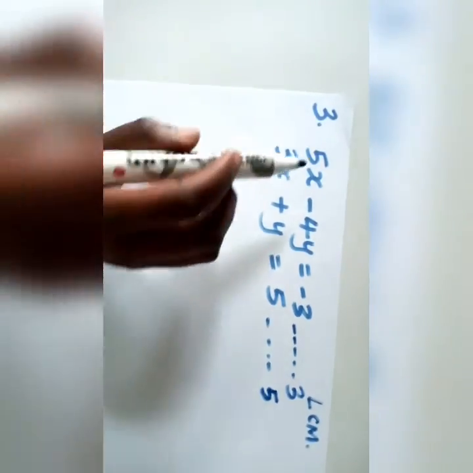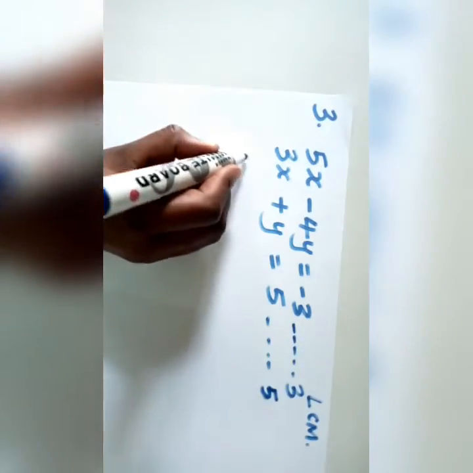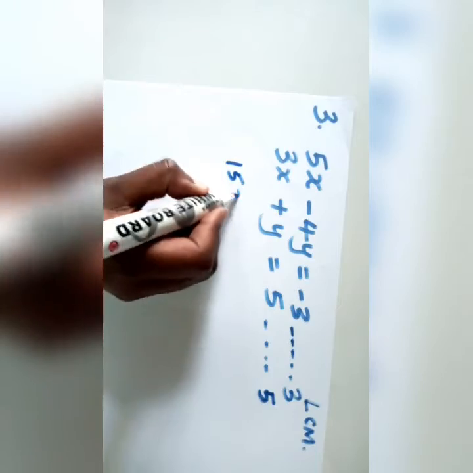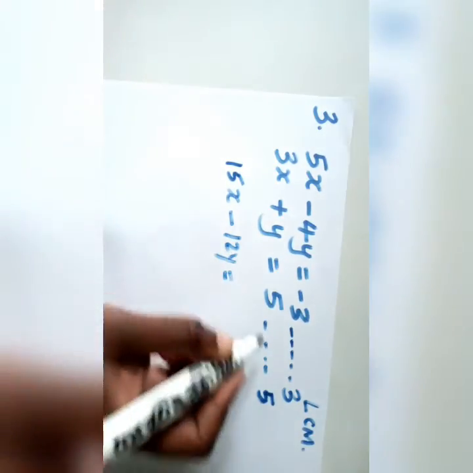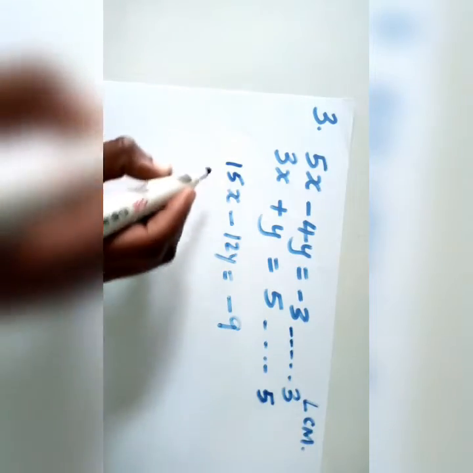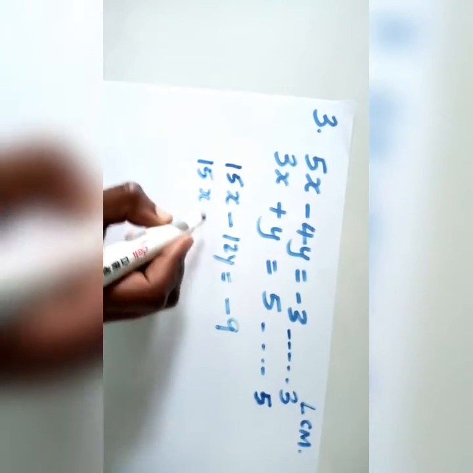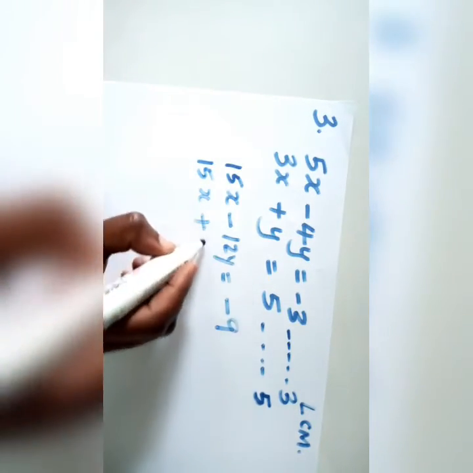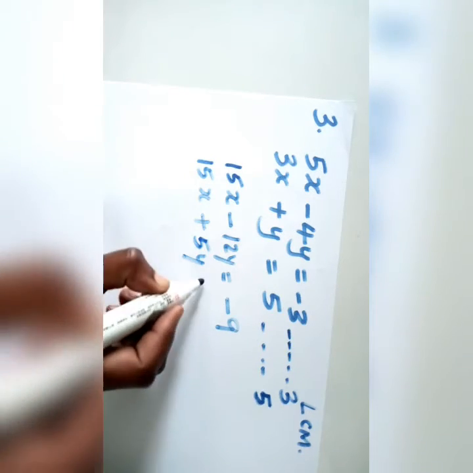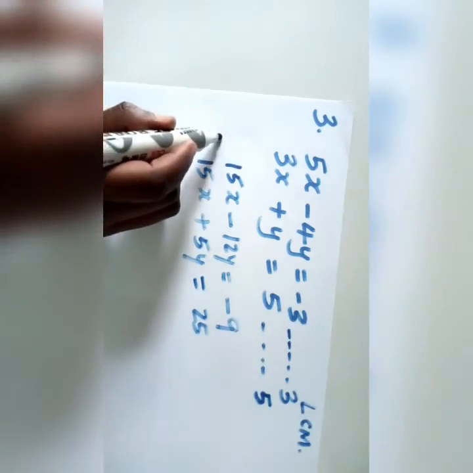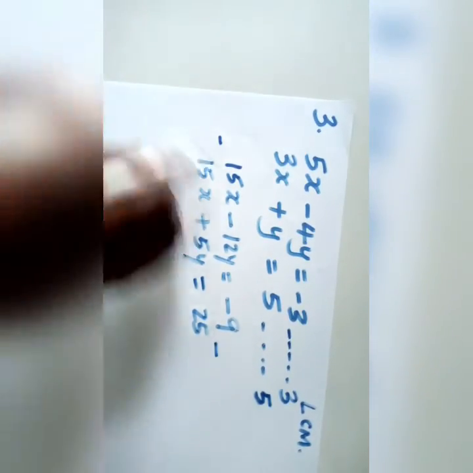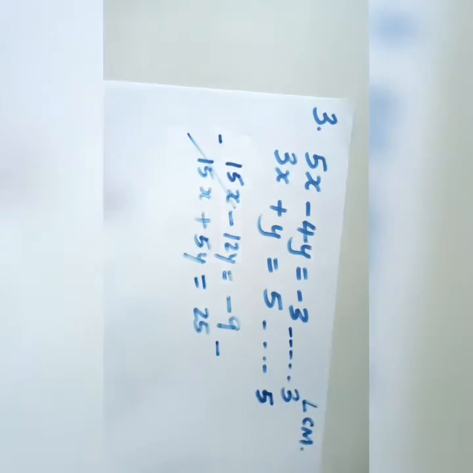Okay, so now we have 5x times 3, that is 15x, minus 4 times 3, that is 12y, equals minus 9. 15x plus 5 times y is 5y, equals 25. Now from there, at least we have the same coefficient in x, so we can do minus on both sides to get rid of the x. So this one will give us a 0.